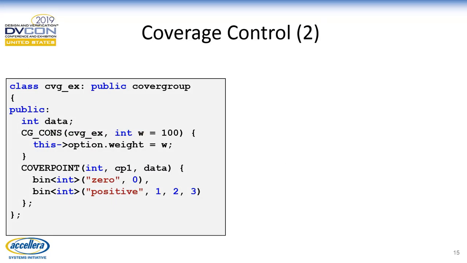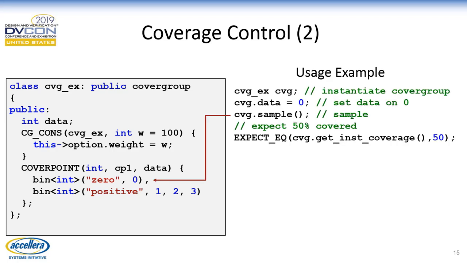In this slide, I'll show you how to actually use it. And there are a couple of interesting points here. First of all, we have an example of a cover group that is similar to the two slides before. And then we have a cover point contained in this cover group that is also sampling on the variable data. And the cover point contains two bins. On the right side, we show how you instantiate the cover groups. You set the data to 0, and then you sample it.